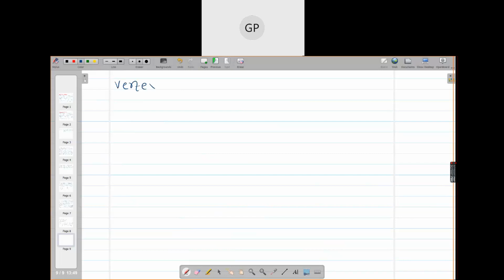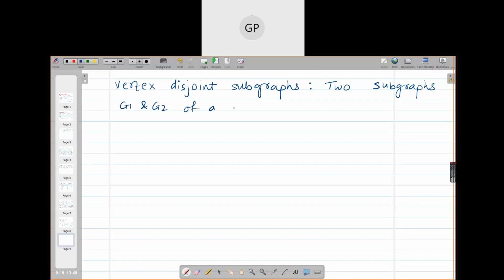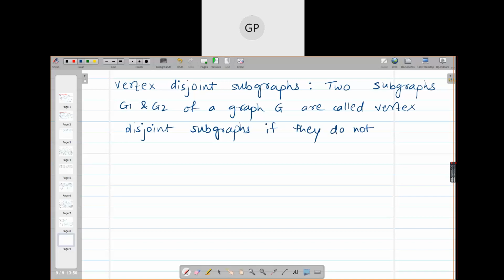Vertex disjoint subgraphs. Two subgraphs G1 and G2 of a graph G are called vertex disjoint subgraphs if they do not have any vertex in common.